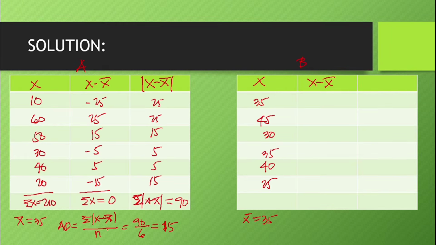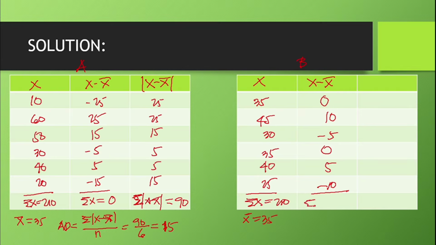15 is the AD. Okay, AD is 15. We have there the next, which is brand B. We have to subtract it. Okay, let's have first 35 minus 35, we have 0. This is 10. This is negative 5, 0, 5, and negative 10. The summation of this one is 210.